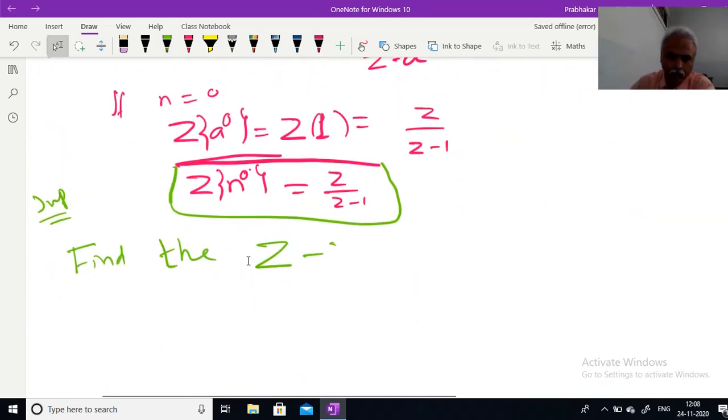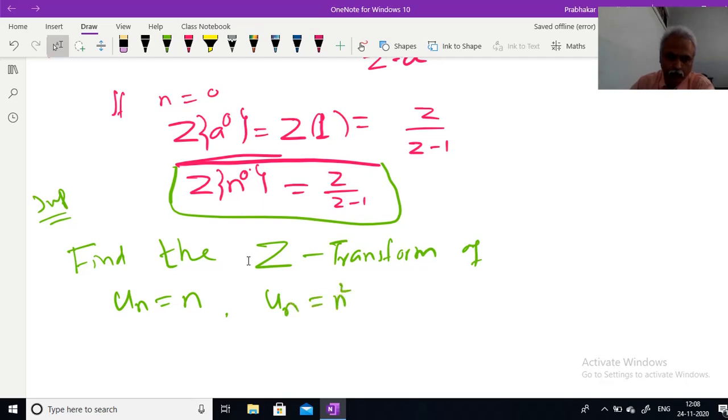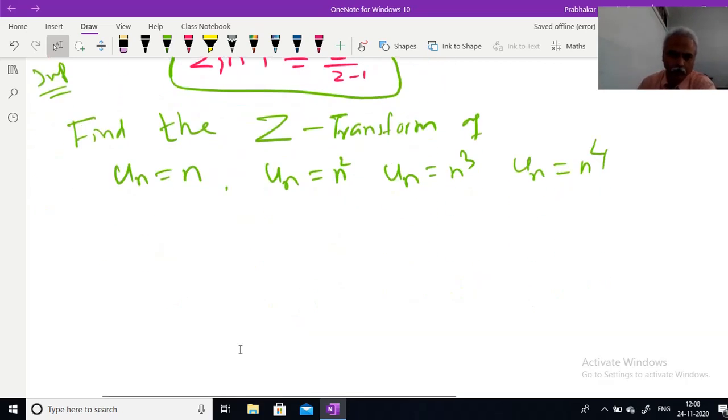Find the Z transform of u n equal to n raised to 1, u n equal to n raised to 2, u n equal to n raised to 3, u n equal to n raised to 4, and this starts becoming the base of Z transformation. So we are converting n functions to z functions.